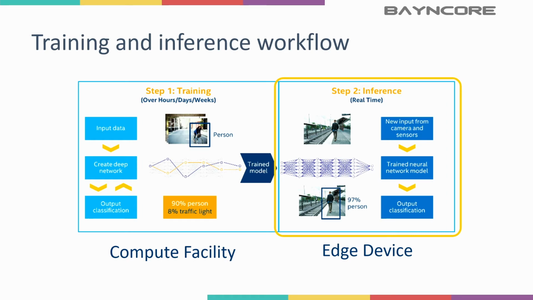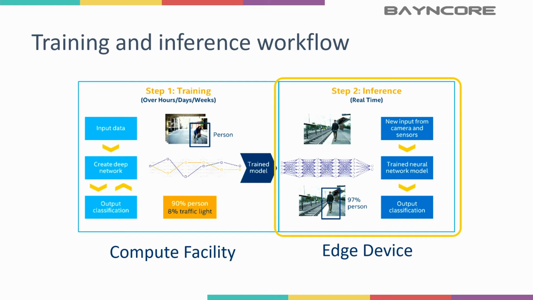Before we go any further, let's remind ourselves about the difference between training and inference. In a training and inference workflow, you would first develop and train a model on a compute facility. This could be quite compute intensive and take days or weeks to achieve. In our example here, we are training a model to recognize objects for a traffic monitoring application by offering multiple labeled images, for example images of people, cars, roadside furniture, etc. Once the model has been trained, you then deploy the trained model on an edge device.